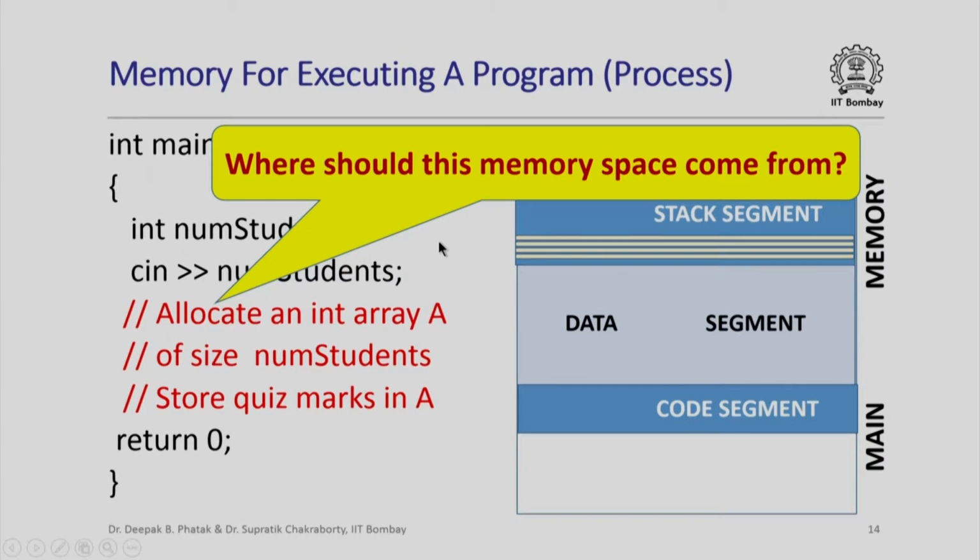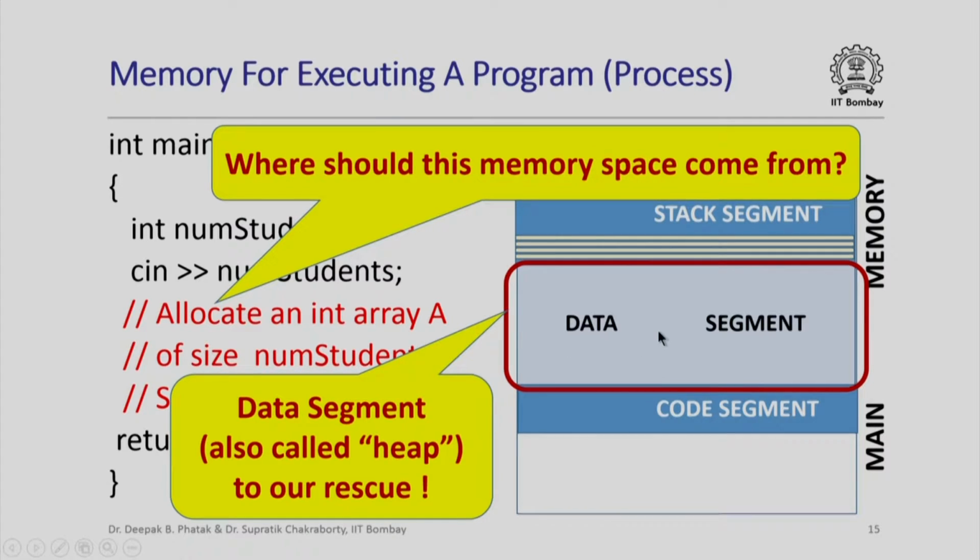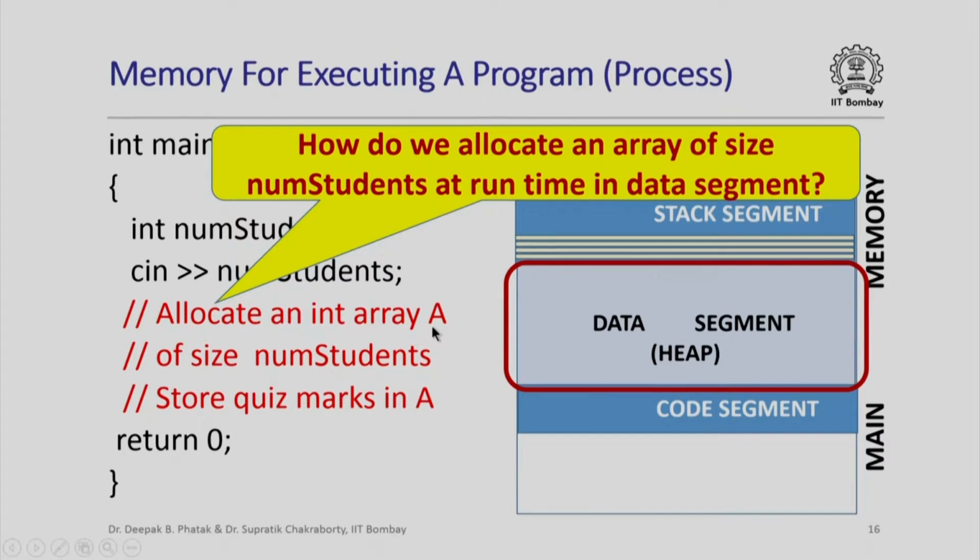But in the activation record, if I cannot store space for this array A, then where should the memory space for this array A come from? Well, it turns out that here is where the data segment, also called the heap, comes to our rescue. So now we must figure out how to allocate an array of size num_students at runtime in the data segment. From the constructs of C++ we have seen so far, there is nothing that would allow us to do this. All the variables and arrays were allocated statically in the activation record in the stack segment when the function was called. We could not allocate memory once the function started executing, but now we actually need to do that. So how do we do that in C++?